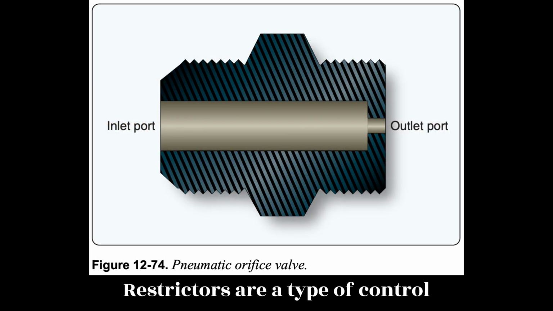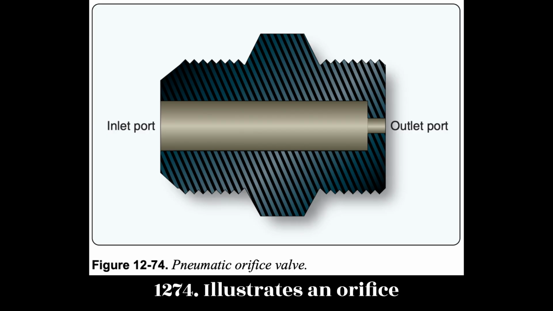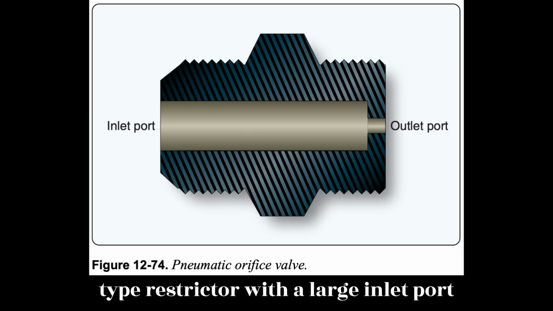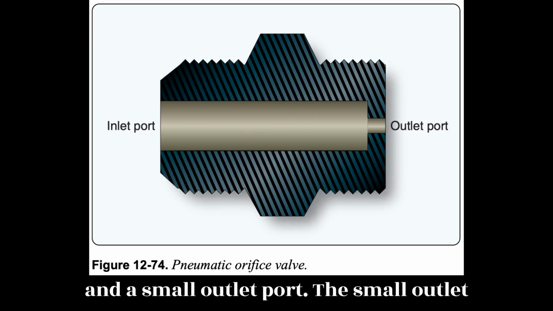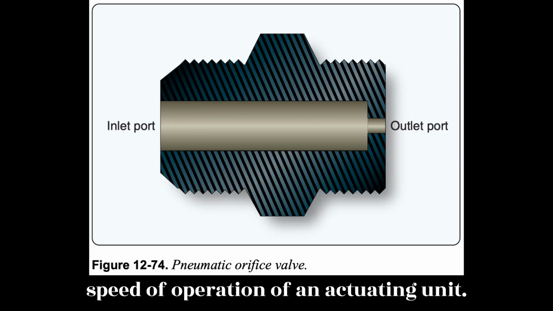Restrictors are a type of control valve used in pneumatic systems. Figure 12.74 illustrates an orifice-type restrictor with a large inlet port and a small outlet port. The small outlet port reduces the rate of airflow and the speed of operation of an actuating unit.